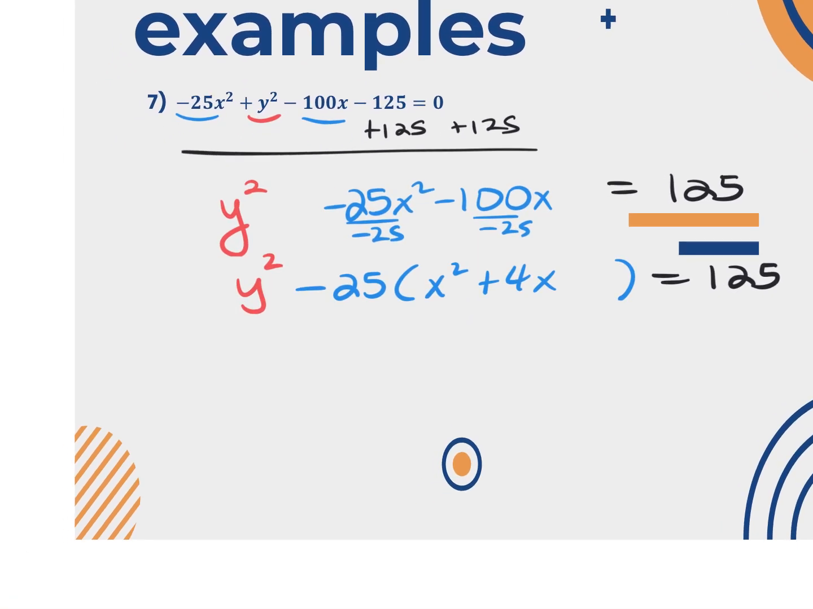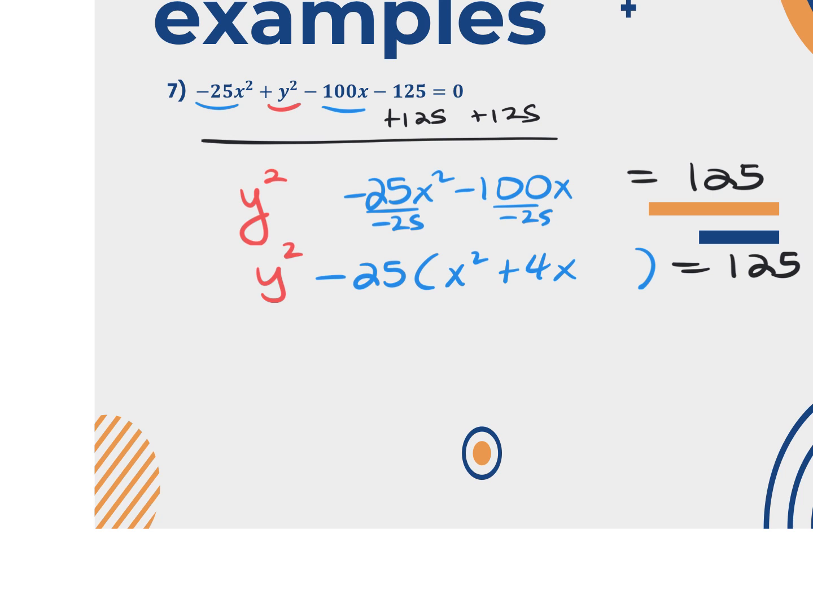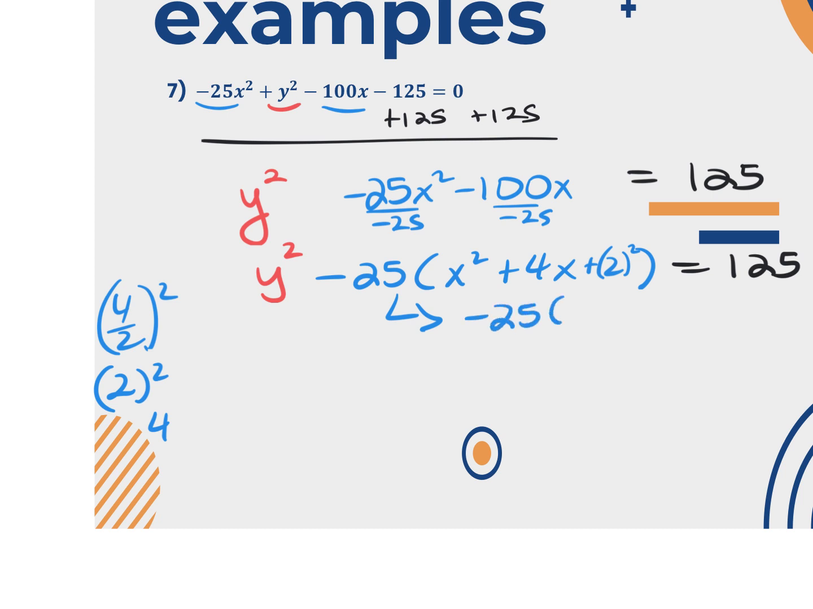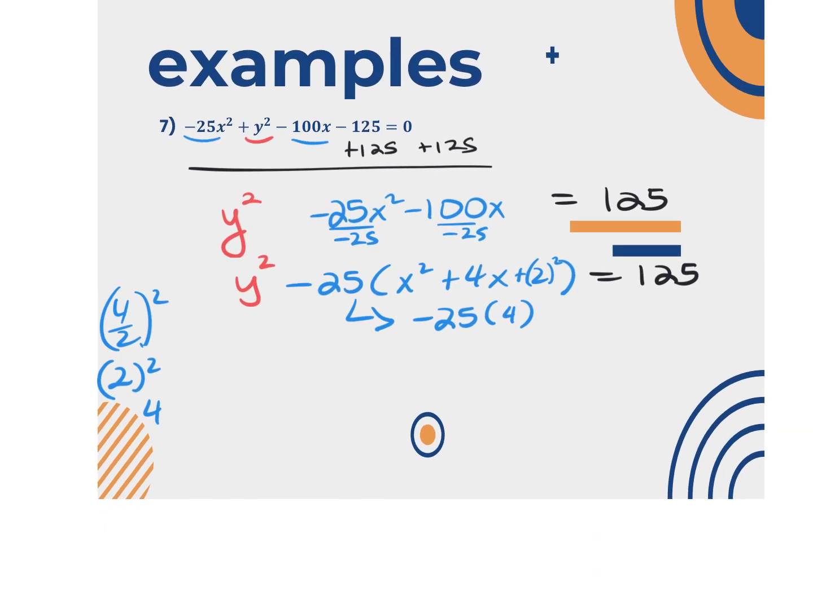For the blue, so there's no b term on the red, so I'm just going to leave it. I'm not going to do a 0. So for the blue, take the b term, divide it by 2, square it. So what I'm going to be putting in here is plus 2 squared. But remember, for the number on the other side, we need to incorporate that GCF. So negative 25 times 4. And what I'm going to be adding to the other side is a negative 100. So I'll just put minus 100.